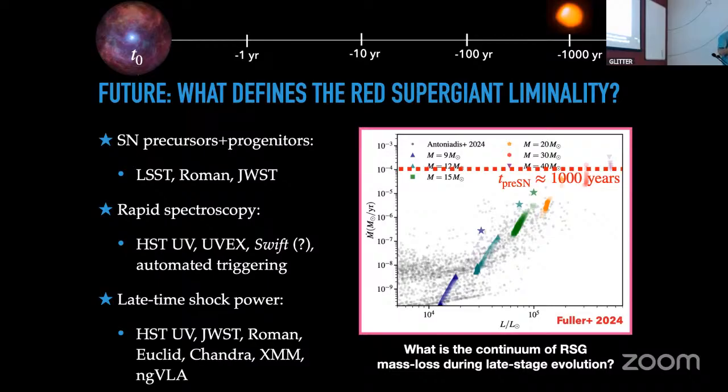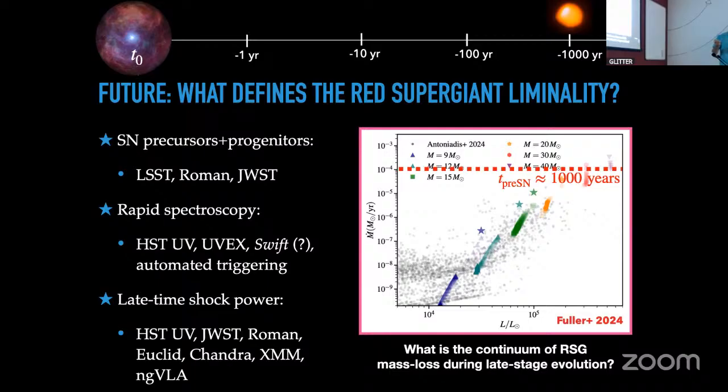JWST, we need JWST to image more nearby galaxies to get a better coverage of red supergiants that then eventually will become supernovae. And we can get a complete SED and model their dust properties before explosion. Rapid spectroscopy, so in the era of LSST plus ZTF, we can do automatic triggering as well as intranight triggering and intranight detections.